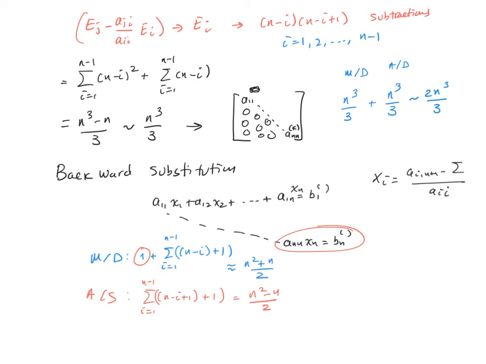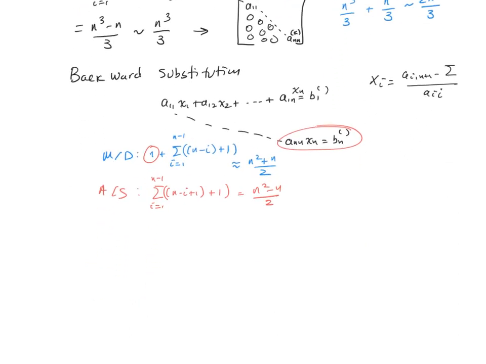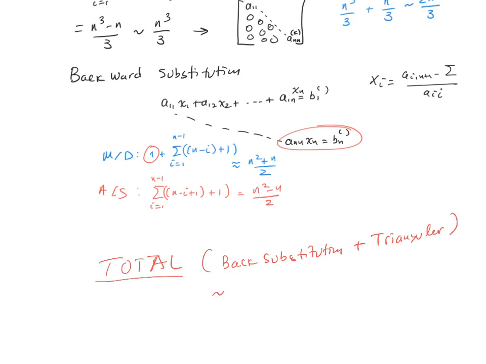So therefore, if you combine the total of everything, once you combine the back substitution plus the triangular form, it is going to be of order n cubed, since the back substitution is not going to change the power of the previous ones.